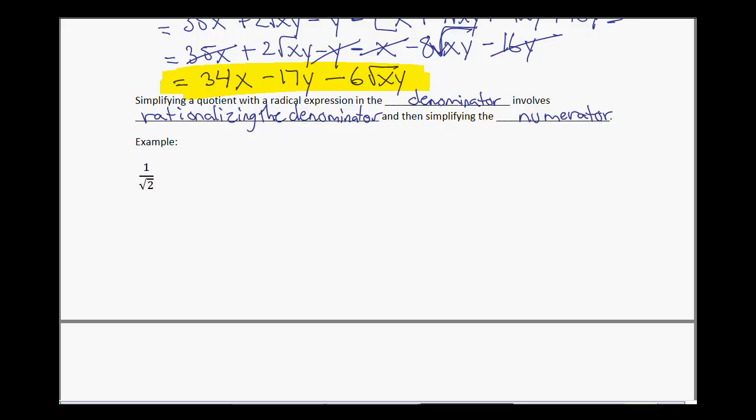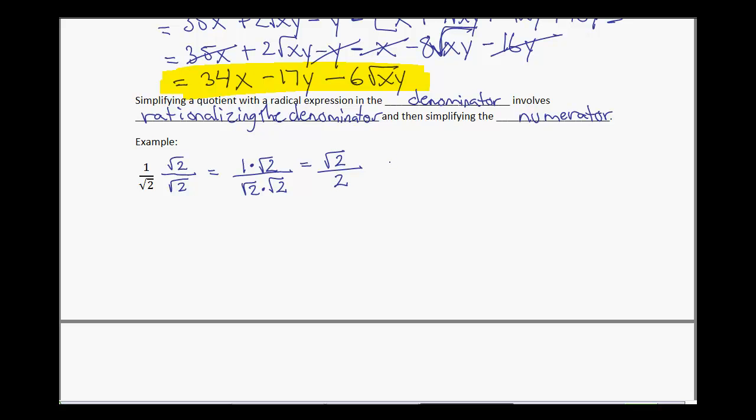So here we have 1 divided by root 2. We want to get rid of that root 2 on the bottom of that fraction there. So we're going to rationalize by multiplying the top and the bottom by root 2. This will give us 1 times root 2 as a numerator and root 2 times root 2 as a denominator. 1 times root 2 simplifies just to root 2, and root 2 times root 2 gives us just 2.